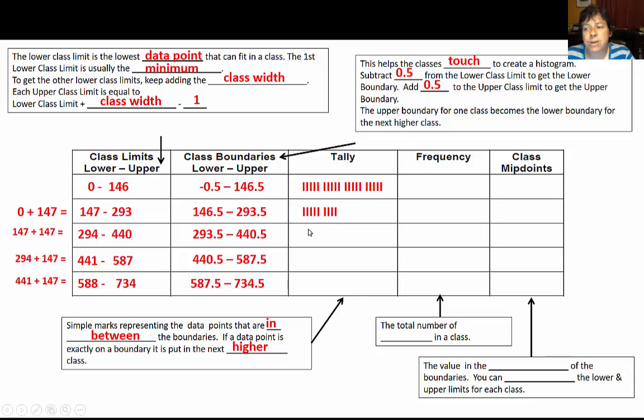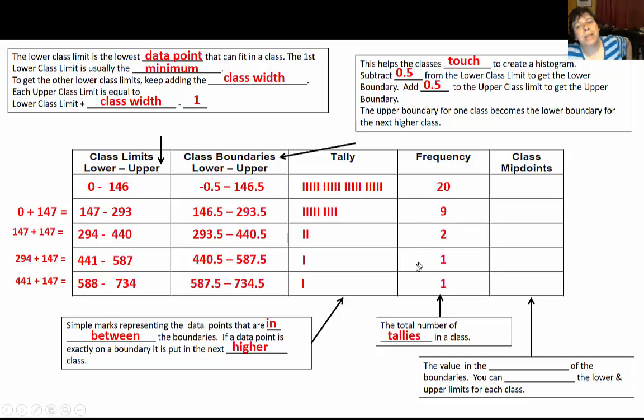So here are the tallies for our data set, which we counted. And then the frequency is just the sum of all those tallies. So the total number of tallies here is 20. Then we have 9, 2, 1, and 1.